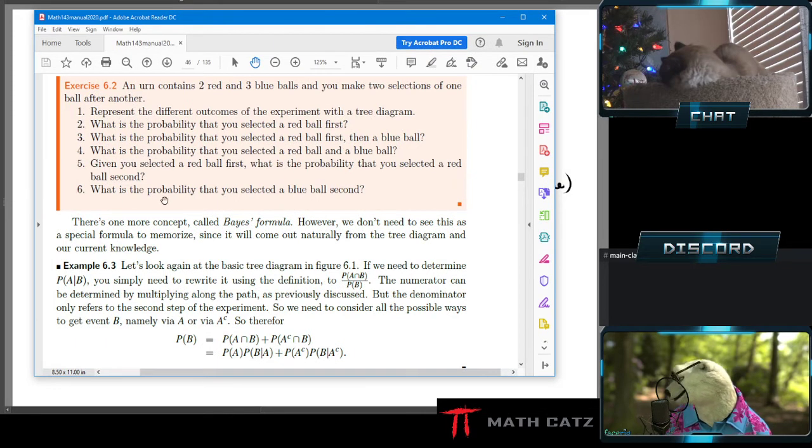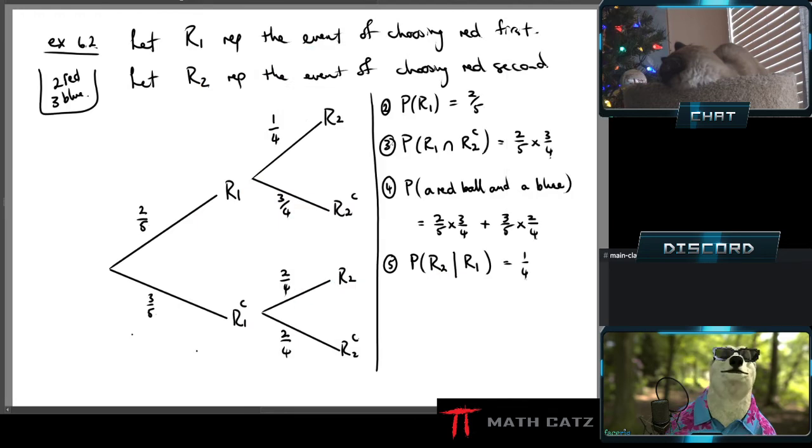Last one. What is the probability that you selected a blue ball second? I do have an event for that. Probability not red second, meaning blue second. Again, this probability is not directly on my tree because it's the second selection, not the first one. So it's deeper in, and these are conditional.